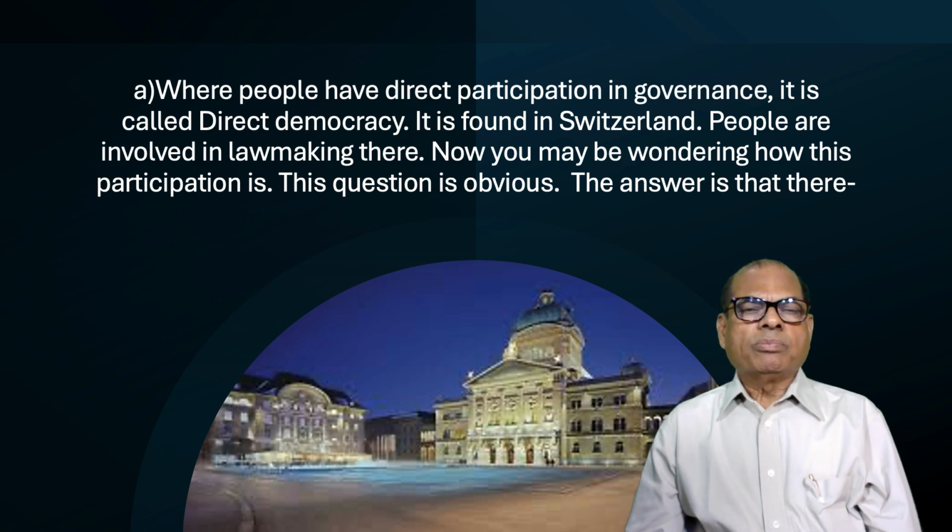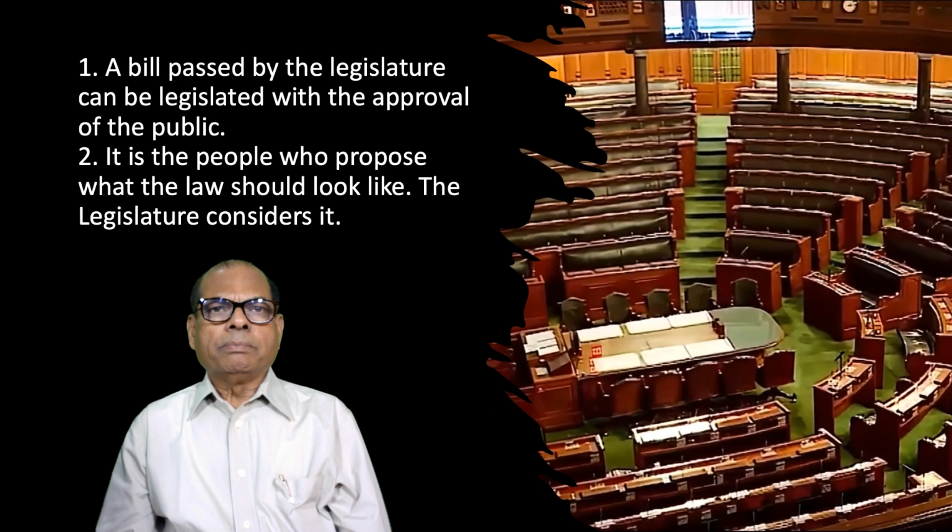There are four ways of direct participation, I should say, in the functioning of the legislature in Switzerland. First, a bill is introduced in the legislature that can be legislated only with the approval of the public. So people's consent to approve the bill is essential. Second, it is the people who propose what the law should look like. It means the people propose the bill and the legislature considers it.